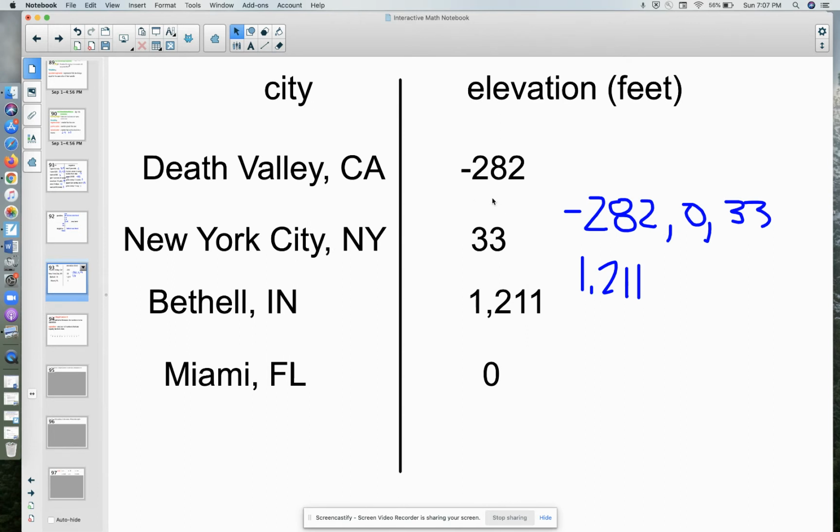Death Valley, California, negative 282 feet. New York City, 33. And if we had to put it from least to greatest, Death Valley would be the least, then Miami, Florida, then New York City, and then Bethel, Indiana.